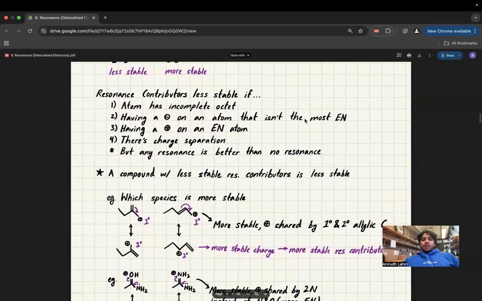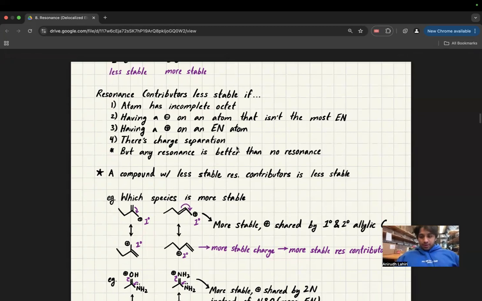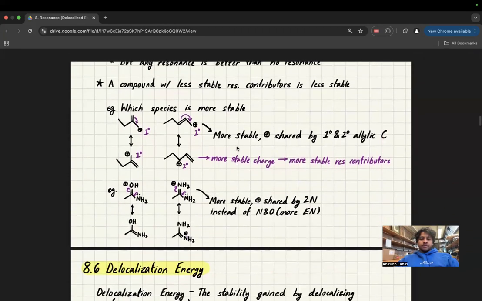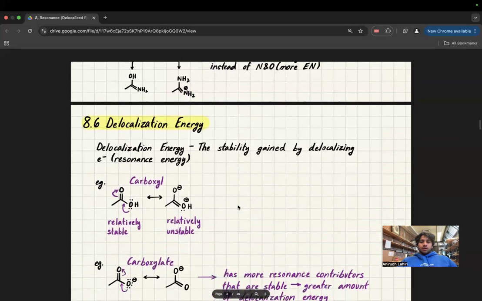Having a negative on an atom that isn't the most electronegative is also bad. Having a plus on the electronegative atom, charge separation, any resonance is better than no resonance. So just keep that in mind. Even if you have structures that we call bad resonance structures, something is better than nothing. Okay. So this is what you would expect. More stable, more stable, more stable.